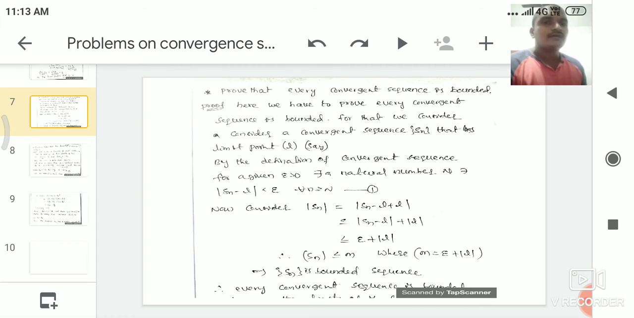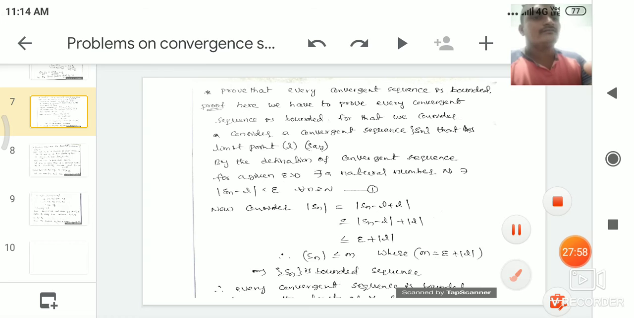Already from one, mod Sn minus L is less than epsilon, plus mod L. Epsilon is a positive value which is greater than 0. L is any real number and limit point of the sequence Sn. But if L is a negative real number, then what is the value of mod L? Mod L must be positive. So epsilon is a value and mod L is also a positive value. Then we consider epsilon plus mod L as some m, which is a positive real number. Then we get mod Sn less than or equal to m.